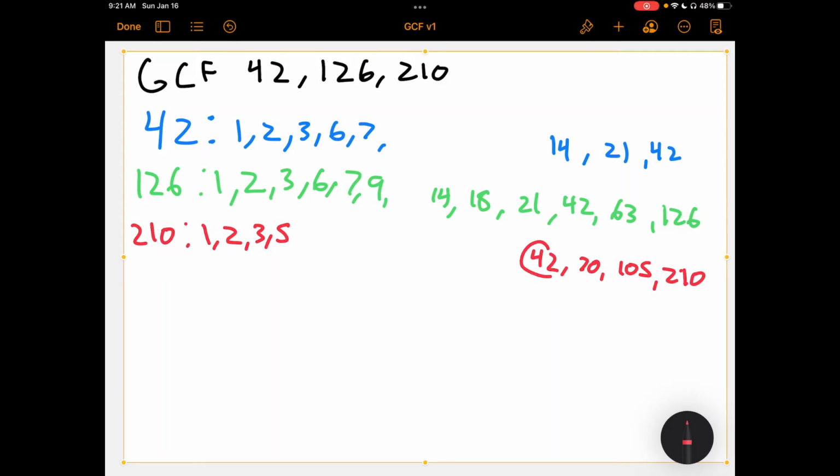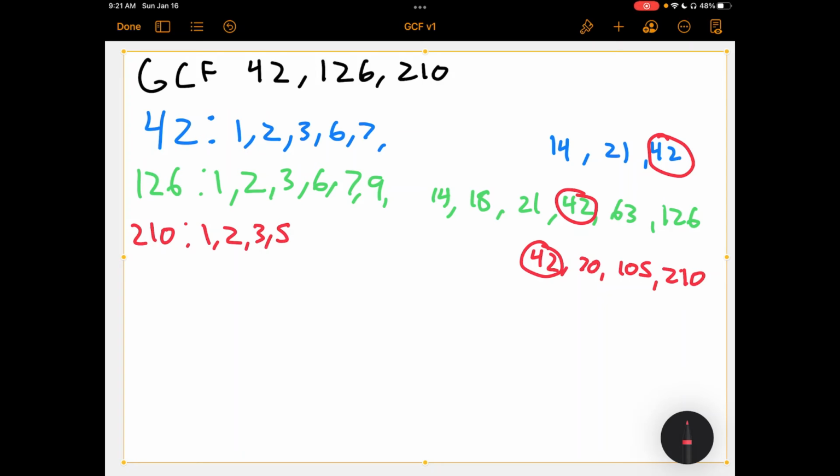So we found 42 here, we found it here, and we've also found it here. So that means the greatest common factor of 42, 126, and 210 is 42 because it divides evenly into all 3 numbers, and it's the largest number that divides evenly into those numbers. So we couldn't say 63 or 126 because they don't divide evenly into 42. And we couldn't say 70 or 105 or 210 because they don't divide evenly into 126 or 42.